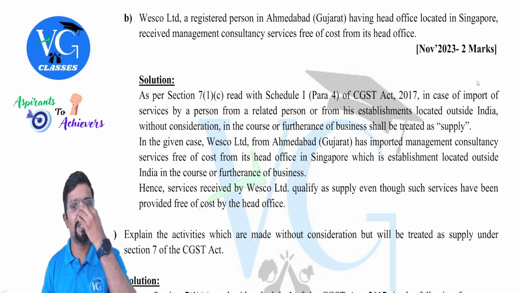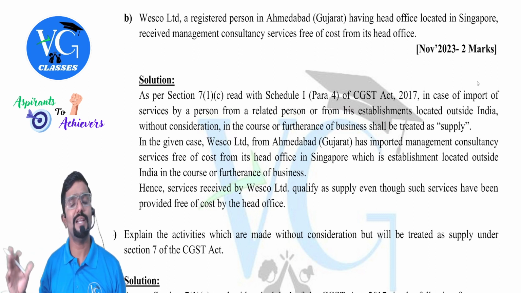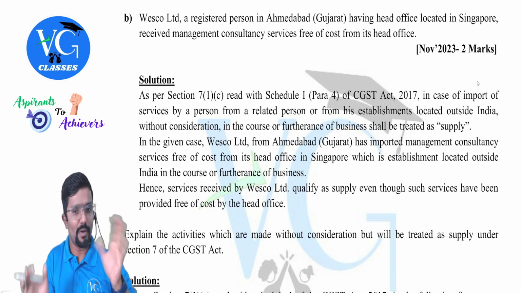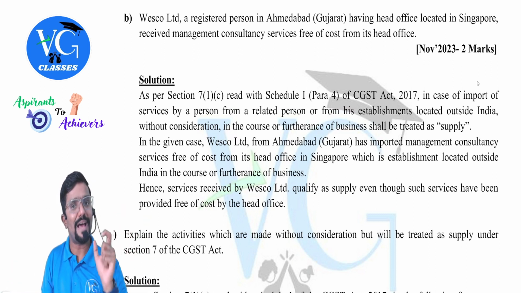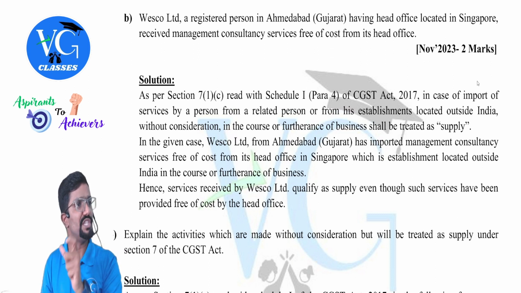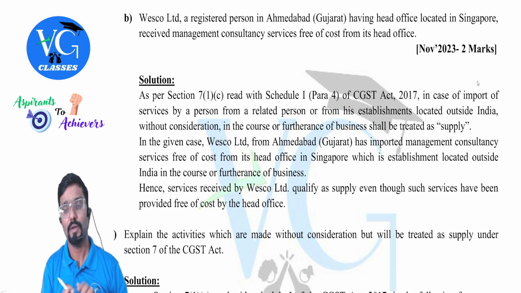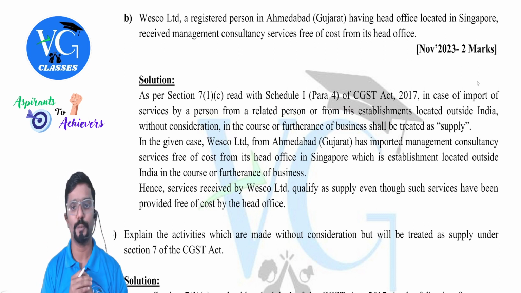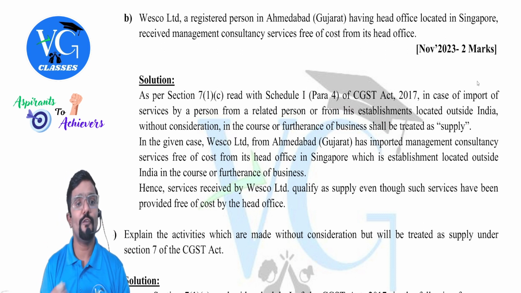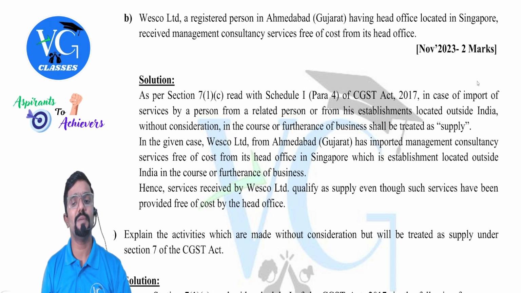As per section 7(1)(c) read with Schedule 1, para 4 of the CGST Act, or else you can start like this also, vice versa is okay, guys: as per para 4 of Schedule 1 of the CGST Act, read with section 7. Either way is okay, but make sure that you mention both. In case of import of services by a person from a related person or from his establishment located outside India without consideration in the course or furtherance of business shall be treated as supply.